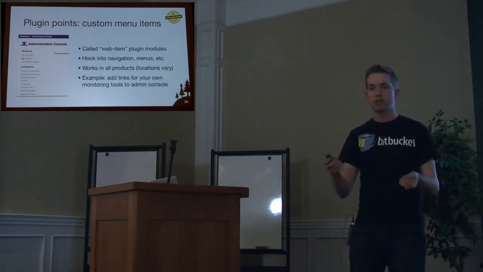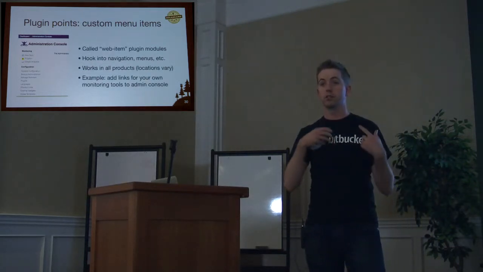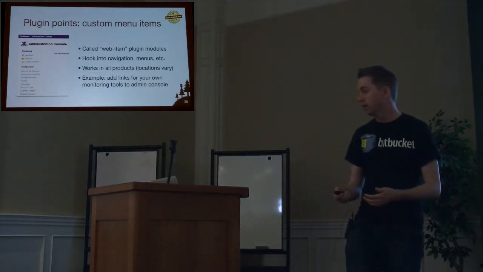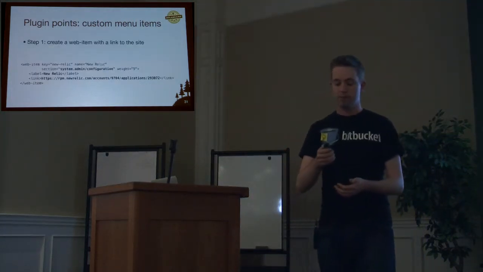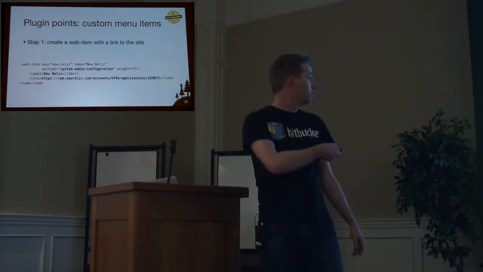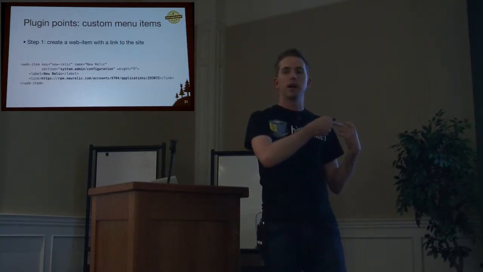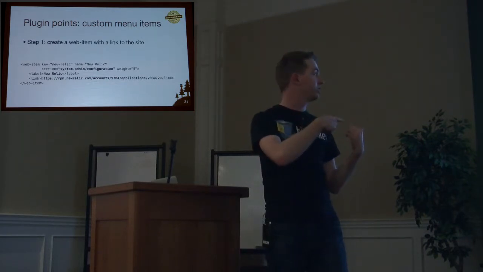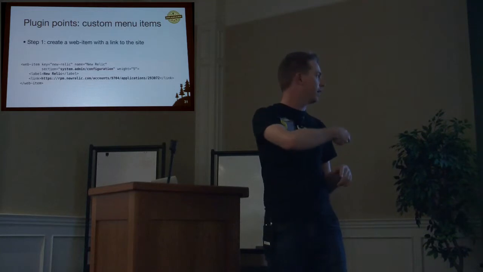The example I'm going to show you now is how to add these links into the Confluence UI. And you'll be surprised how easy it is. The first step is this XML snippet that defines the web item. We're going to code this up manually. There's a new feature in the plugin SDK now that will actually generate this for you, but we'll show you how it works under the hood.